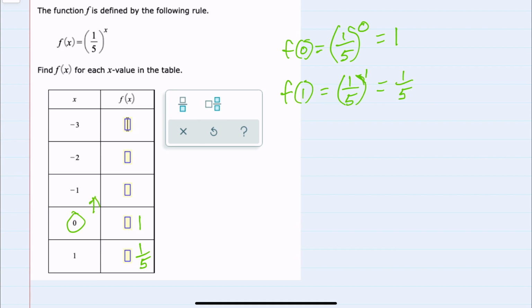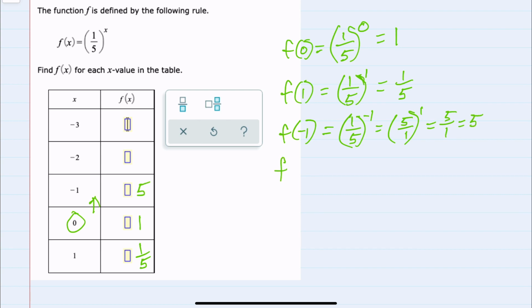And then I can start moving along these negative values. First, I'll find f of -1, which would be 1/5 to the -1 power. And the reason that I save these for last is because for each one of these, to get rid of a negative power, I would want to take the reciprocal of what's inside the parentheses, and then I could make that power positive. So 1/5 to the -1 power is the same as 5/1 to the 1 power, which simplifies to just the 5/1 or 5.